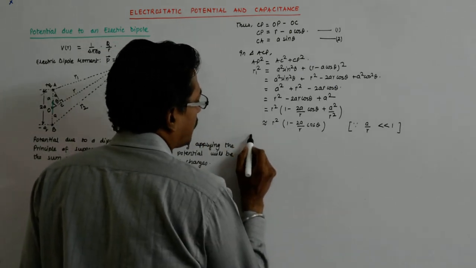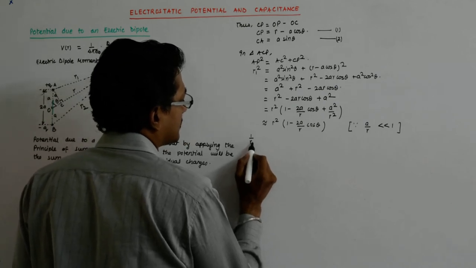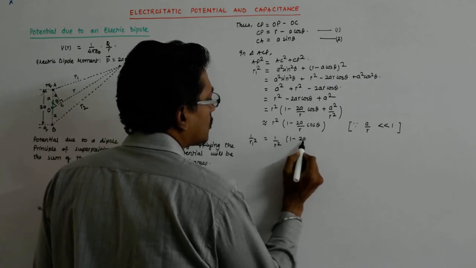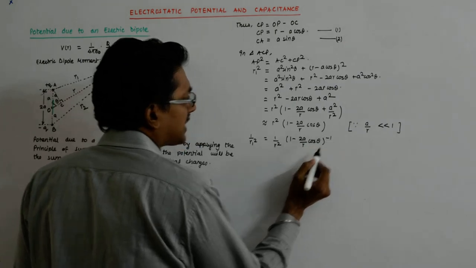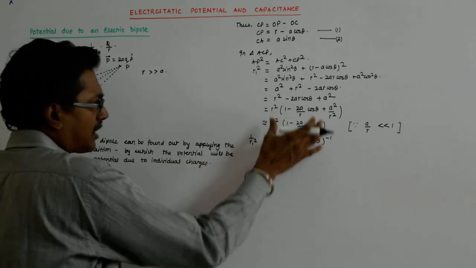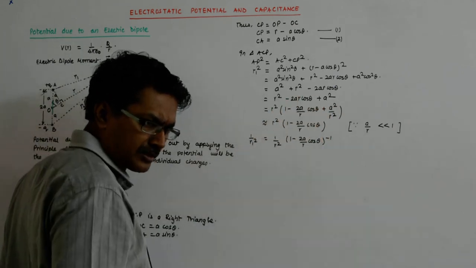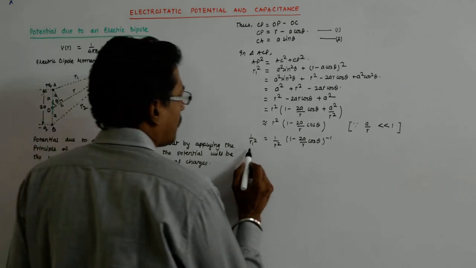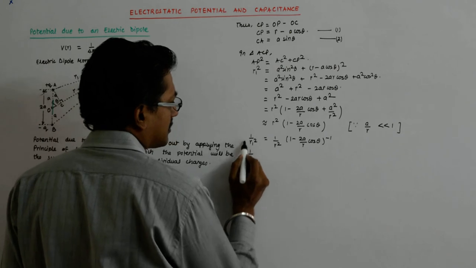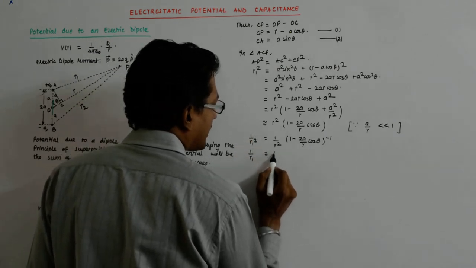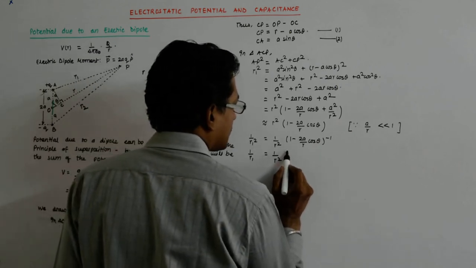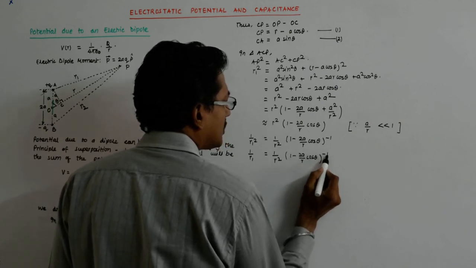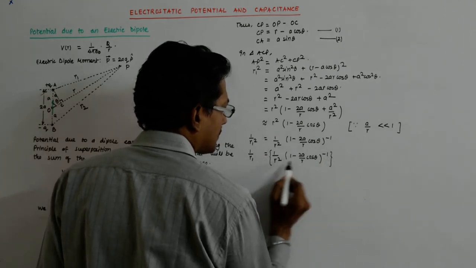Now, 1 upon R1 square is 1 upon R square into 1 minus 2a upon R cos theta to the power minus 1. No? This had come in the denominator, but I have taken it up and put a power of minus 1. Correct? So 1 upon R1, I raise the whole thing to the power half, is equal to 1 by R square, okay, into 1 minus 2a upon R cos theta to the power minus 1, to the power half.